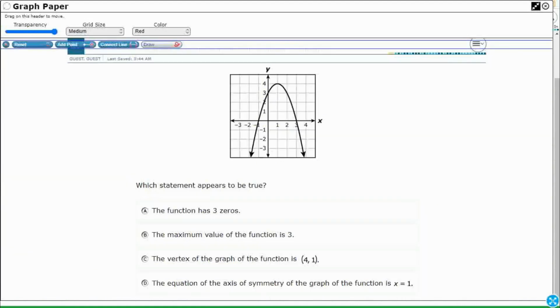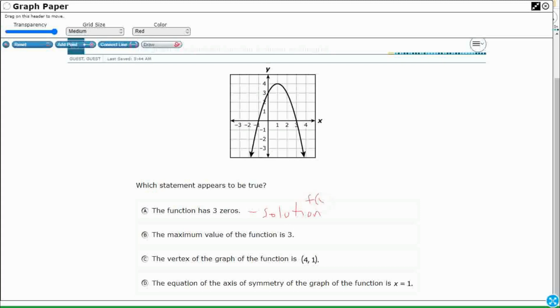So, the function has 3 zeros. Well, we need to know that these are our solutions, right? These are the x values that make f of x equal 0, which means another way to think of them is as our x-intercepts, right? So x-intercept, solution, zeros, all synonyms here. I see 1, I see 2, not 3, so that's incorrect. The maximum value, that's going to be the highest value, and that is not at 3. That's right there at 4, so that's incorrect.